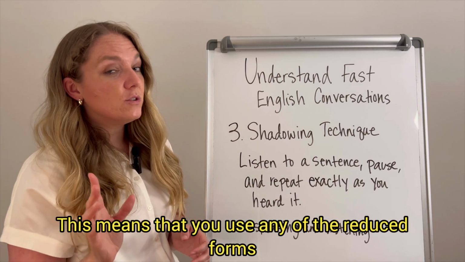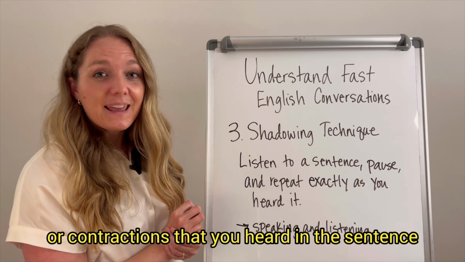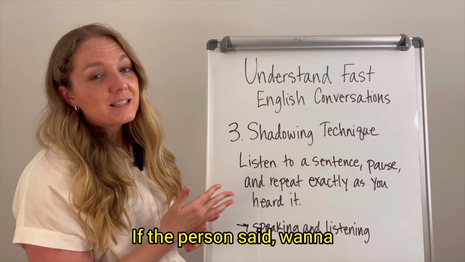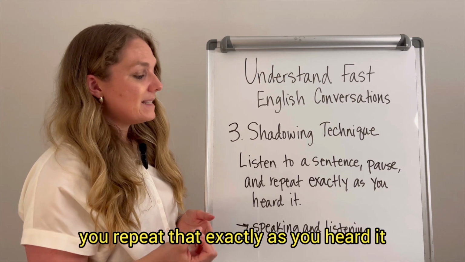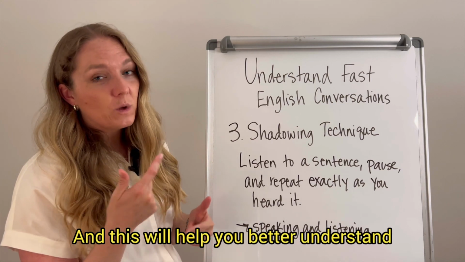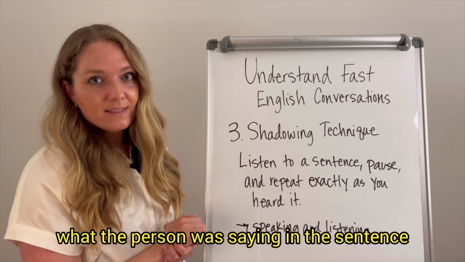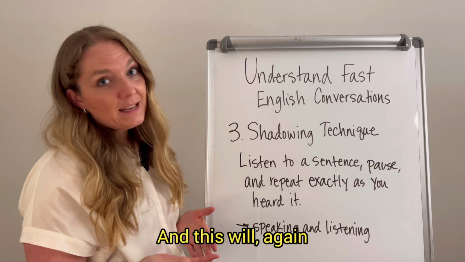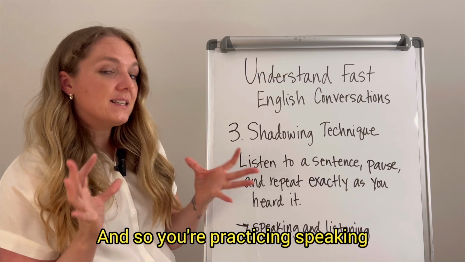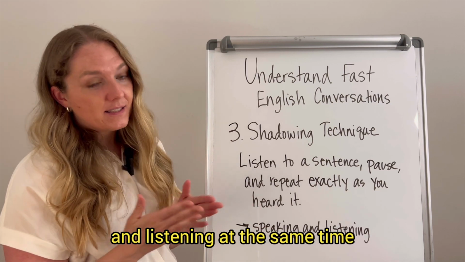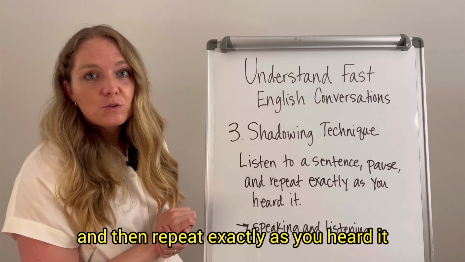This means that you use any of the reduced forms or contractions that you heard in the sentence. If the person said wanna or gonna or dunno, you repeat that exactly as you heard it. And this will help you better understand what the person was saying in the sentence. And this will, again, improve speaking and listening fluency. And so you're practicing speaking and listening at the same time while you listen and then repeat exactly as you heard it.